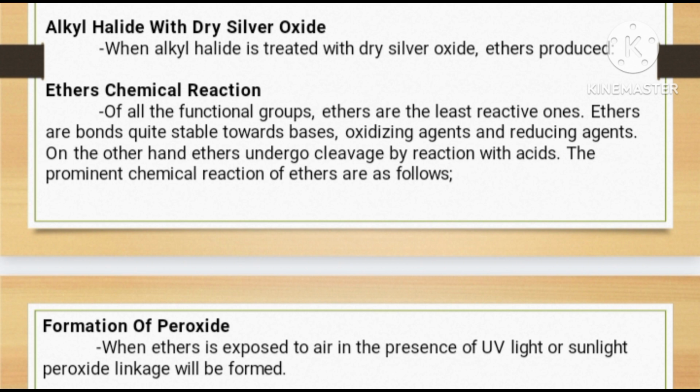The oxygen atom in ether is known to be basic, just as the oxygen atom in alcohol. A protonated ether is the result of the initial reaction between ether and halide. The C-O bond is broken by the halide ions' nucleophilic attack on this protonated ether. Formation of peroxides. Ether will form a peroxide linkage when it is exposed to air in the presence of sunlight or UV light.